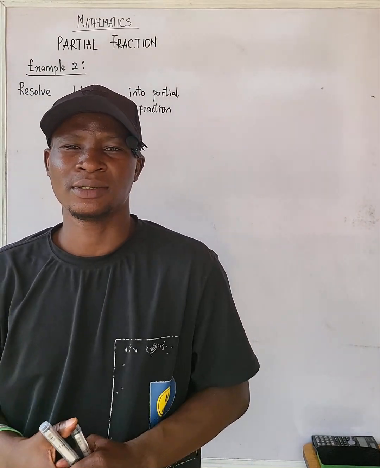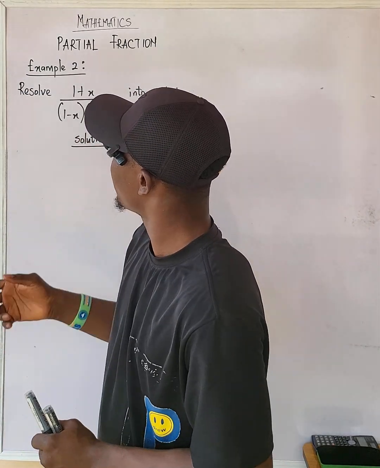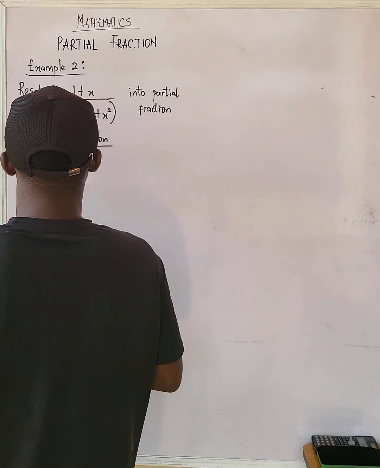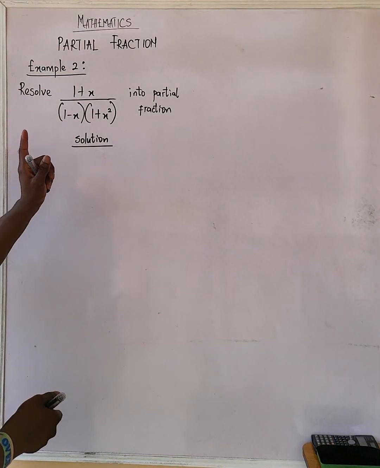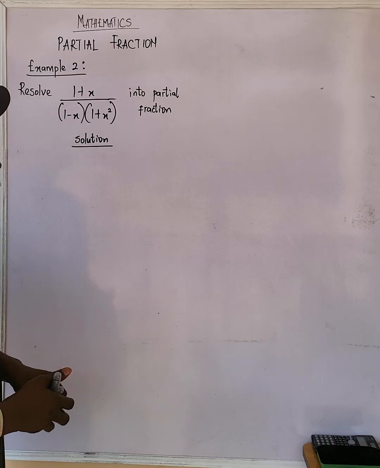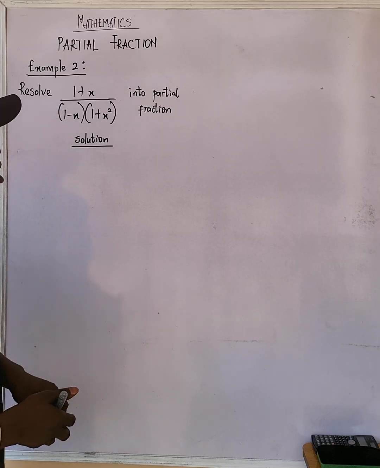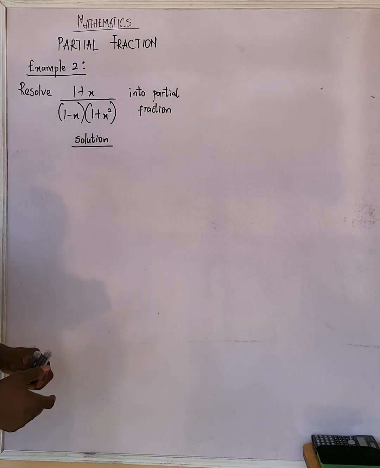Still on partial fraction. Now, going to example 2. Resolve (1 + x) over (1 - x)(1 + x)² into partial fraction. Resolve this guy into partial fraction.